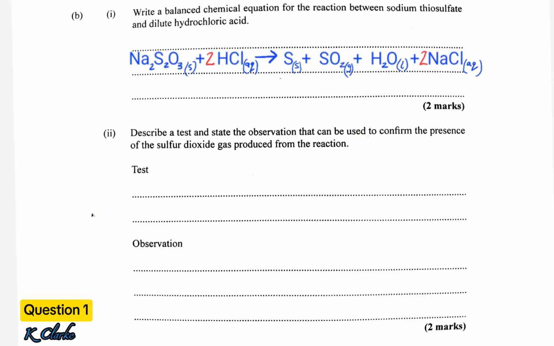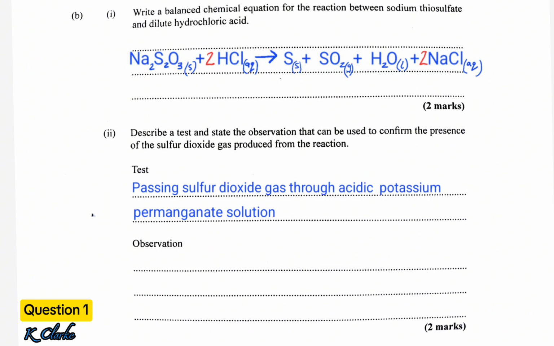Part 2. Describe a test and state the observation that can be used to confirm the presence of the sulfur dioxide gas produced from the reaction. We will be going through 3 possible tests. The first test is passing sulfur dioxide gas through acidic potassium permanganate solution. The observation will be the purple solution changes to colorless.